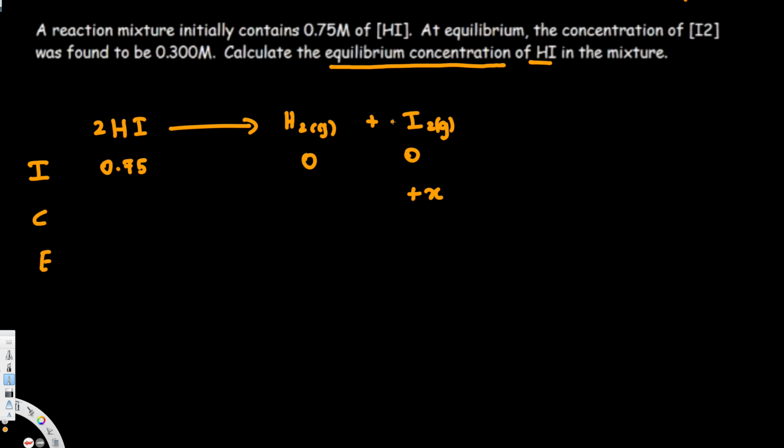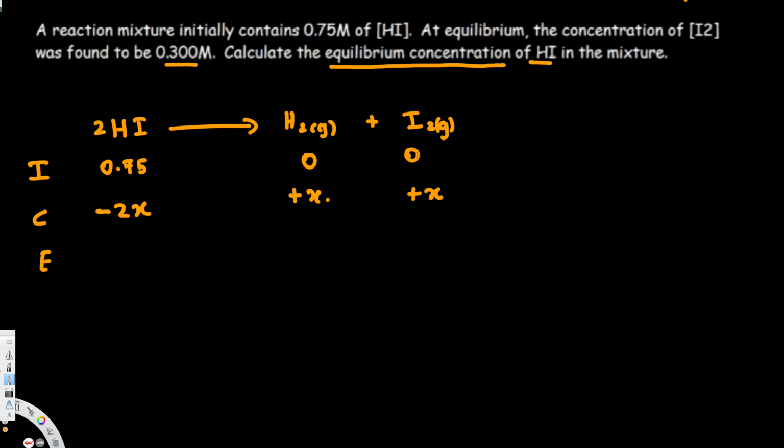Right? And if you have a coefficient in front of this, you have to put that value. For example, if we have 2, we have to put 2x. Since we have just 1, we put 1x, right? So here we are going to have plus x, and on the other side we are going to have negative values. Here we are going to have negative 2x. Now the equilibrium concentration is provided for I2, right? So they have provided it for I2.